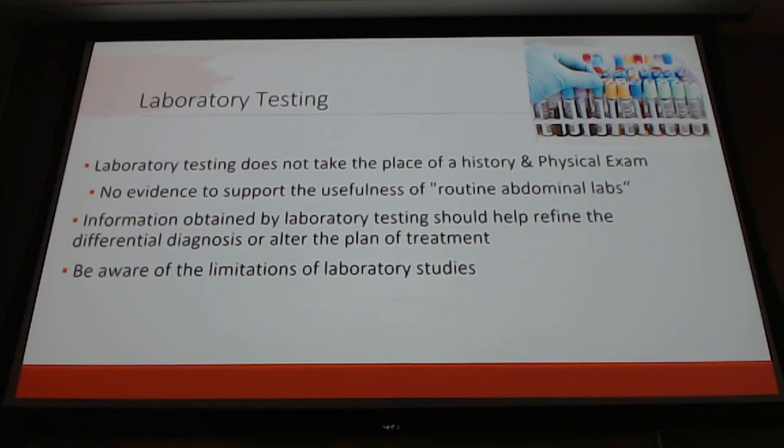So be aware of the limitation of these studies. Has that CBC, is it too early that the anemia hasn't shown up or the leukocytosis hasn't showed up? And then we talk about BUNs and creatinines. If BUNs elevate, then we're worried about potentially there's a GI bleed because the BUN elevates because of the breakdown of blood in the GI tract.